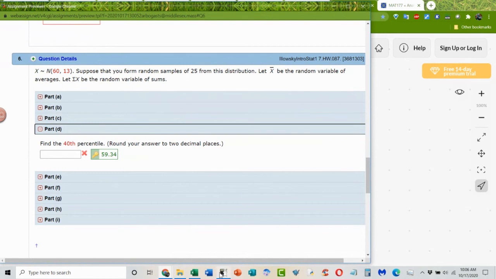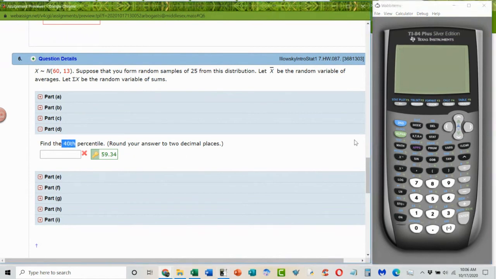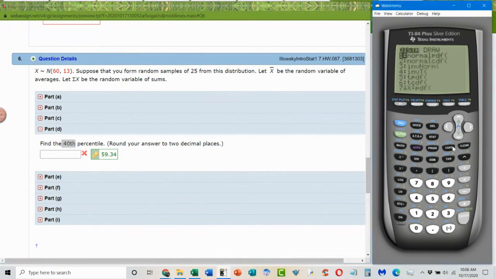What is the 40th percentile? Well, that will come into our graph. Because we know the area, we're going to do inverse norm, where the area is 40%. So remember 0.40, not 40. If you type in 40, it doesn't understand it. It'll tell you you have an error. The mean is 60, and the standard deviation was 2.6, 13/5. And they give us our value.